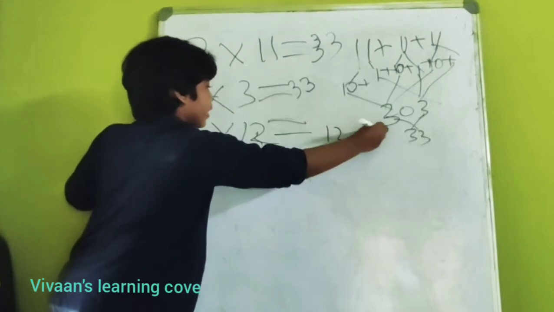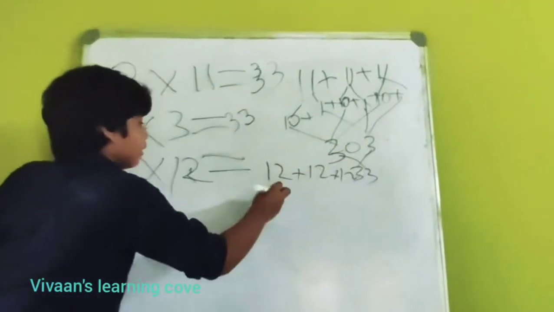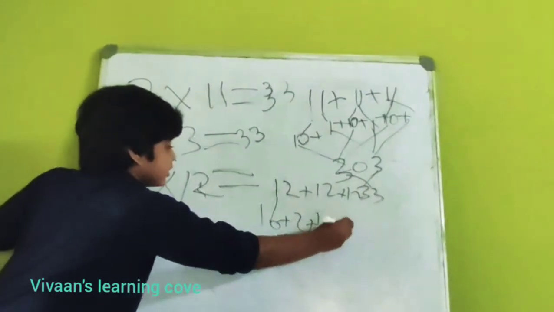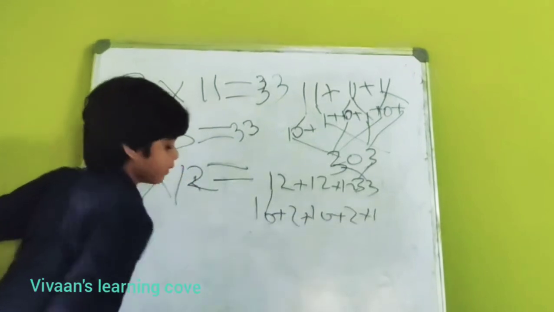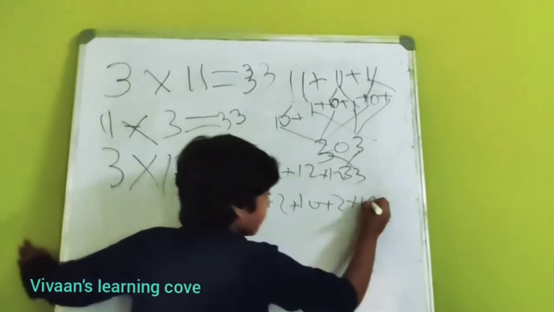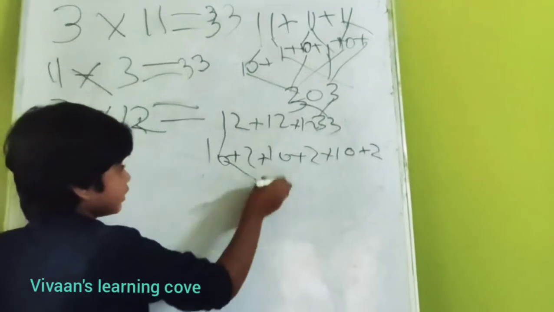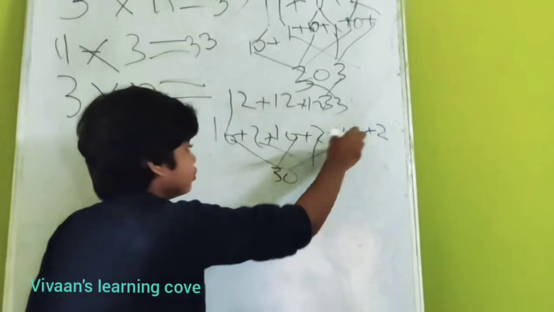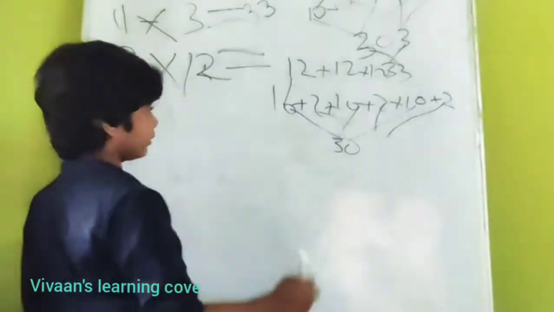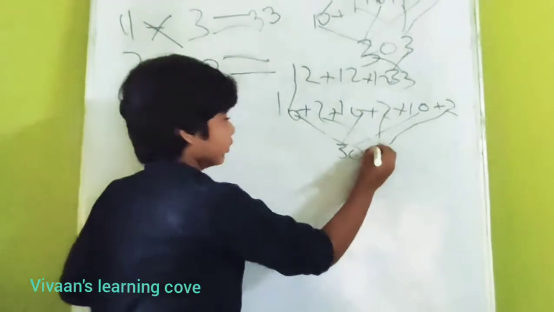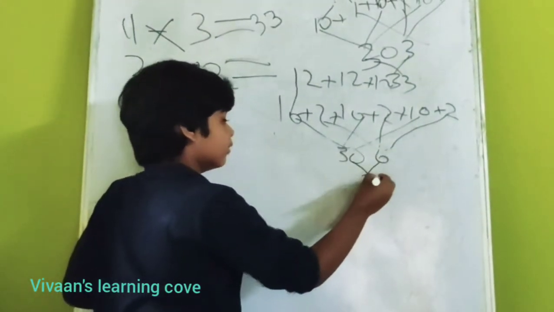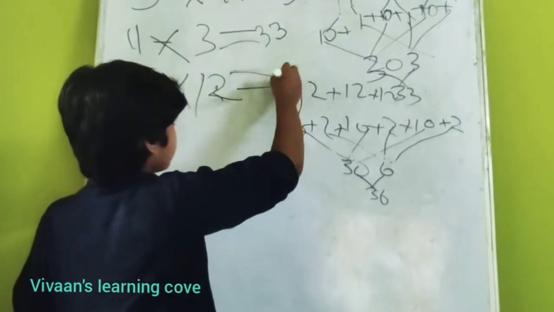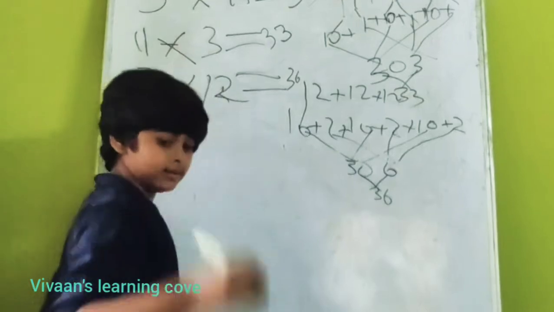12 plus 12 plus 12. 10 plus 2 plus 10 plus 2 plus 10 plus 2. See, 10 plus 10 plus 10 equal to 30. 2 plus 2 plus 2 means 2 times 3 is equal to 6. So, 30 plus 6 equal to 36. So, 3 times 12 equal to 36.